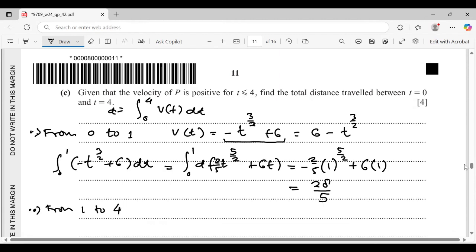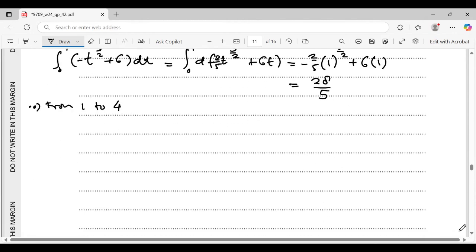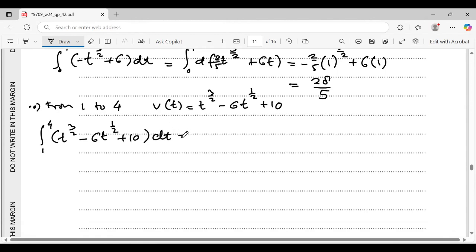And next, from 1 to 4, the interval. From 1 to 4, the function is t to the power 3/2 minus 6t to the power 1/2 plus 10. This is the function. So the integral from 1 to 4 of t to the power 3/2 minus 6t to the power 1/2 plus 10 dt.